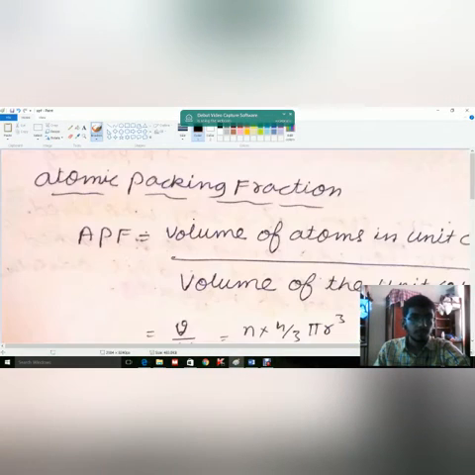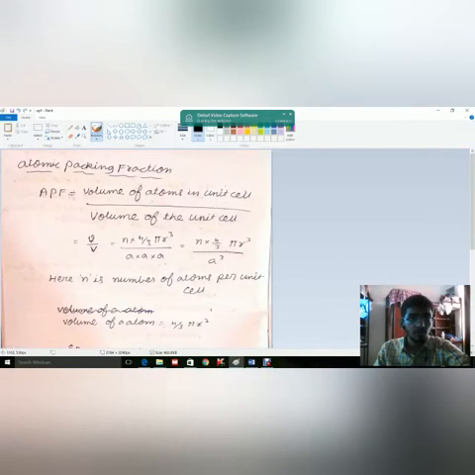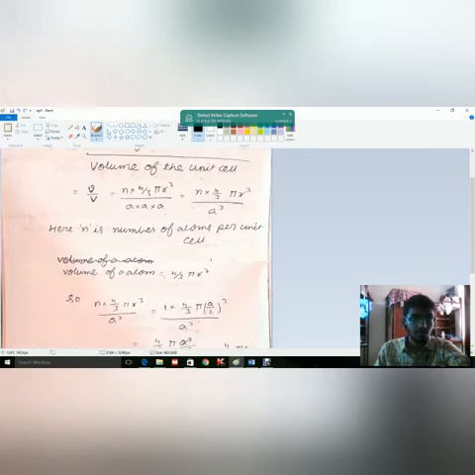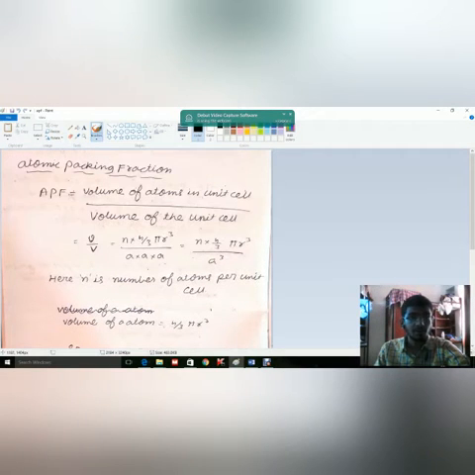Atomic packing fraction is the volume of atoms in a unit cell divided by the volume of the unit cell. Here we indicate the volume of atoms in a unit cell by small v and the volume of the unit cell by capital V. Now here, n into 4 by 3 pi r cube. 4 by 3 pi r cube is the volume of an atom, and here n refers to the number of atoms per unit cell.